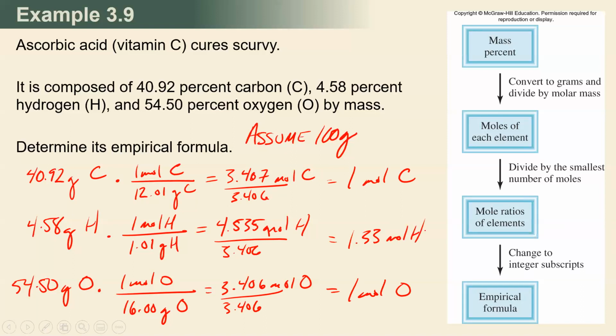What do we do there? Keep multiplying it till you get a whole number. Yeah, and what do we need to multiply by, Matthew? 4. 0.33, that's a third, so we need to multiply by 3. Yep, and so if we multiply all these by 3, I'm going to write it up here at the top. That would be C3H4O3.